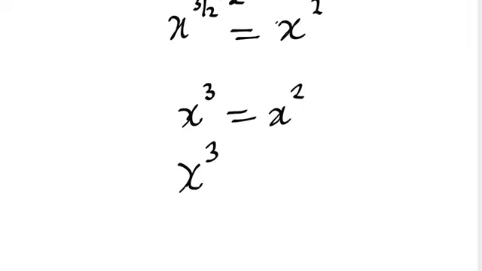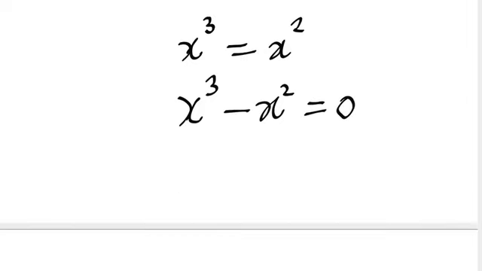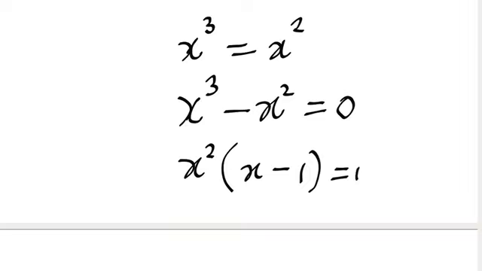Now you are going to transpose x squared to this side. We're going to have x squared equals 0. So we are having x to the power of 3 minus x to the power of 2 equals 0. That will give us x to the power of 2 is common, so we're going to take it out. So we have x here minus 1, equals 0.